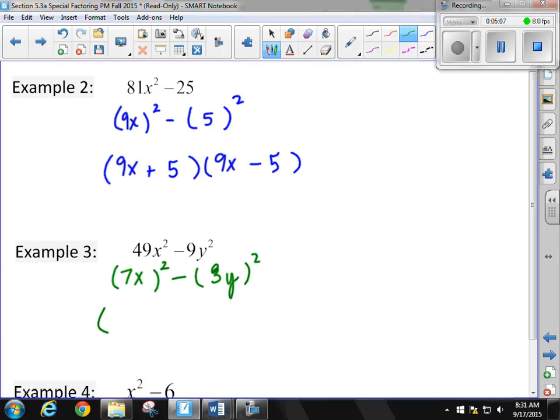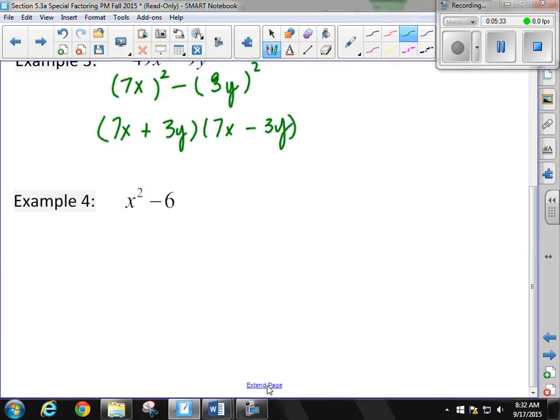So again, I set up my parentheses, one with a plus, one with a minus. It doesn't matter whether you put the plus or the minus first, as long as you have one of each. The first thing we're squaring is 7x. That goes in the first spot in each parenthesis. The second thing I'm squaring is 3y. That goes in the last spot in each parenthesis. And I have one more example here.